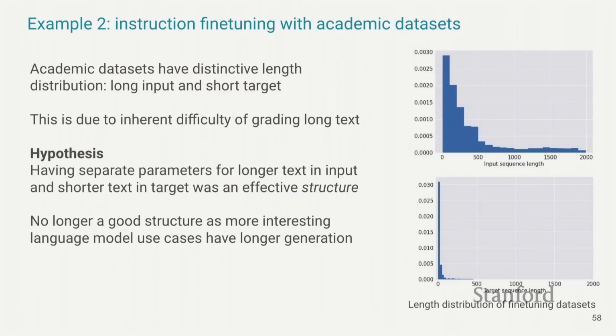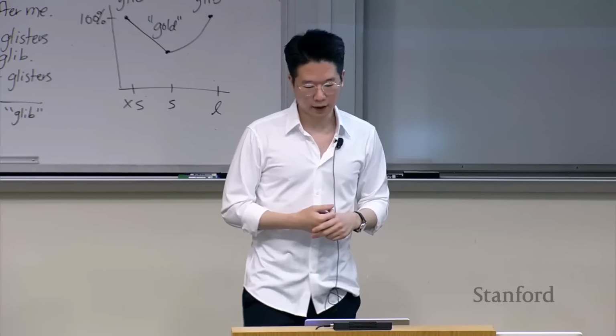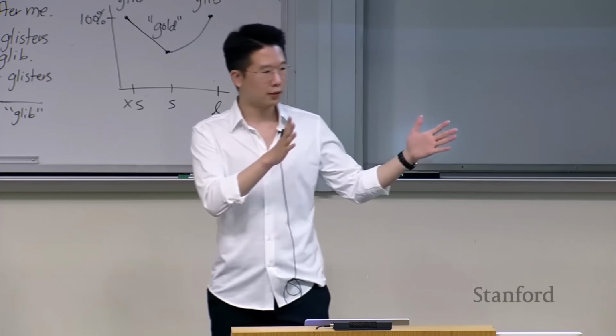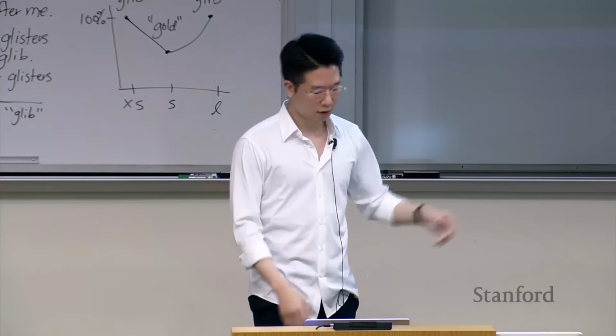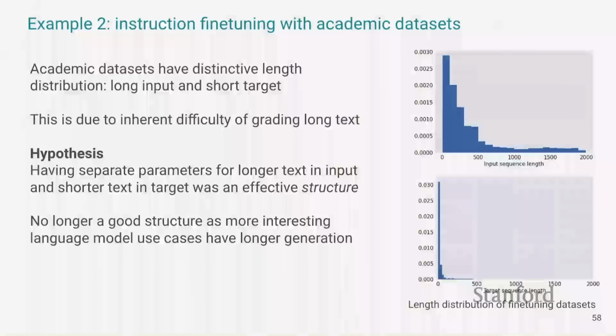The academic datasets we used have like 1,832 tasks, and they have a very distinctive characteristic: we have a long input, long in order to make the task more difficult, but we cannot make the target long, because if we do, there's no way to grade it. That's a fundamental challenge. So what happens is you have a long text input and a short text target. This is the length distribution of what went into the Flan fine-tuning.